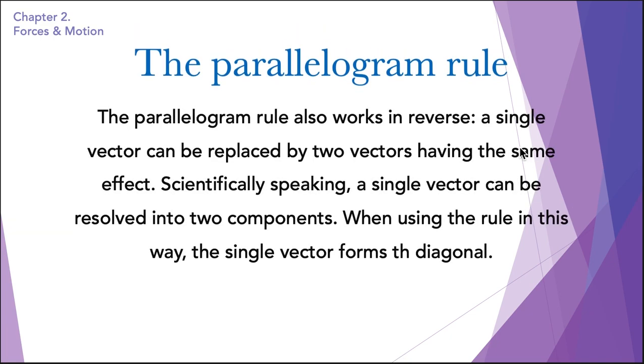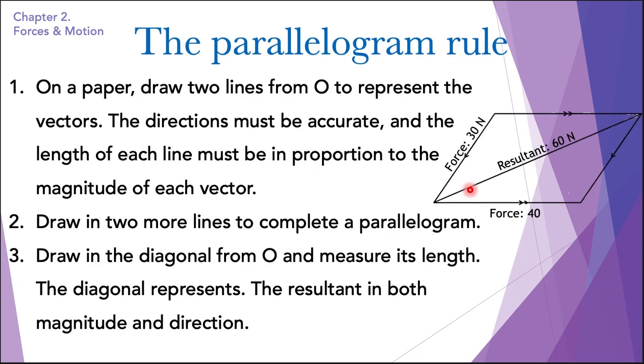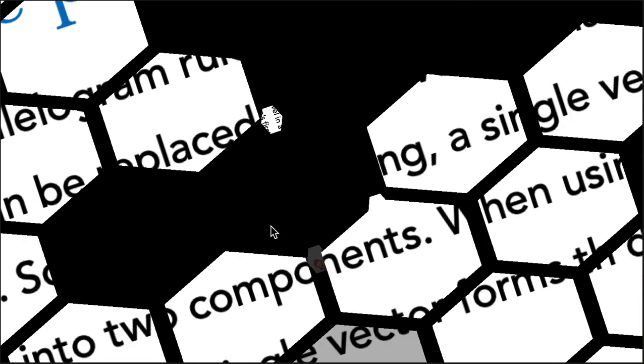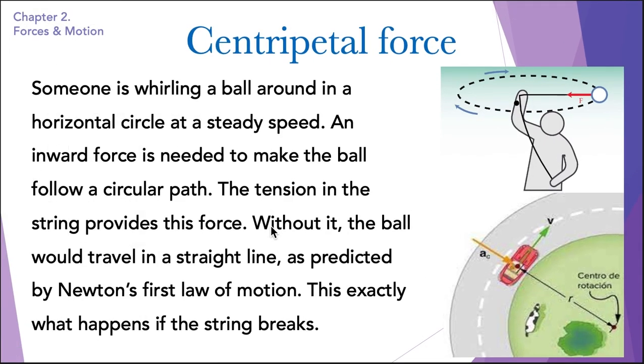This parallelogram rule also works in reverse. A single vector can also be replaced by two vectors having the same effect. Scientifically speaking, a single vector can be resolved into two components. When using the rule in this way, the single vector forms the diagonal. So the single vector would be the diagonal line in the parallelogram. So this was the parallelogram rule that we use to add two vectors together. It is pretty simple, as you saw. Now we're going to understand centripetal force.